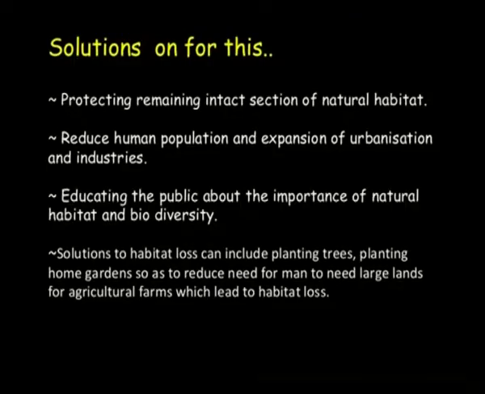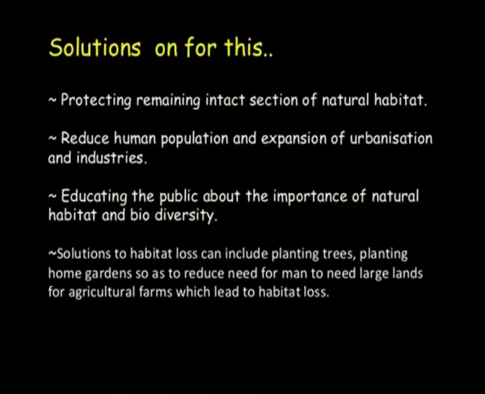Protecting the remaining intact sections of the natural habitat. We need to not only trace the different species across the world, but also find out the endemic species particular to that area, so that we can go about protecting their natural habitat. When we think of just the species, we might think we can take it to a conservatory lab or a natural forest. All of these wildlife sanctuaries are secondary. First, we have to make an attempt to protect the natural habitat.